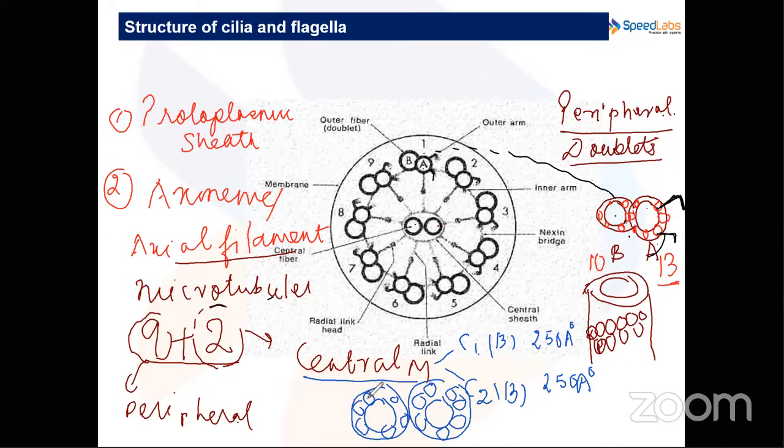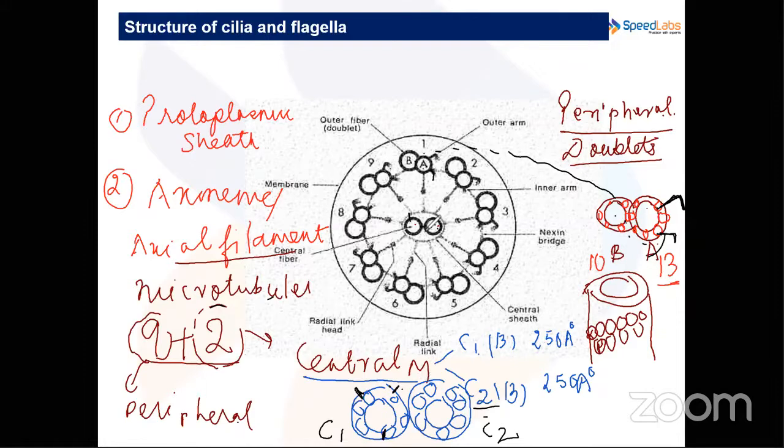There are 3 radiating structures coming out from this C1. So the microtubule which has 3 radiating structures coming out is C1, while the other is C2. So here you can see C1 and C2. Is the structure of the 9 peripheral microtubules and the 2 central microtubules clear to you?